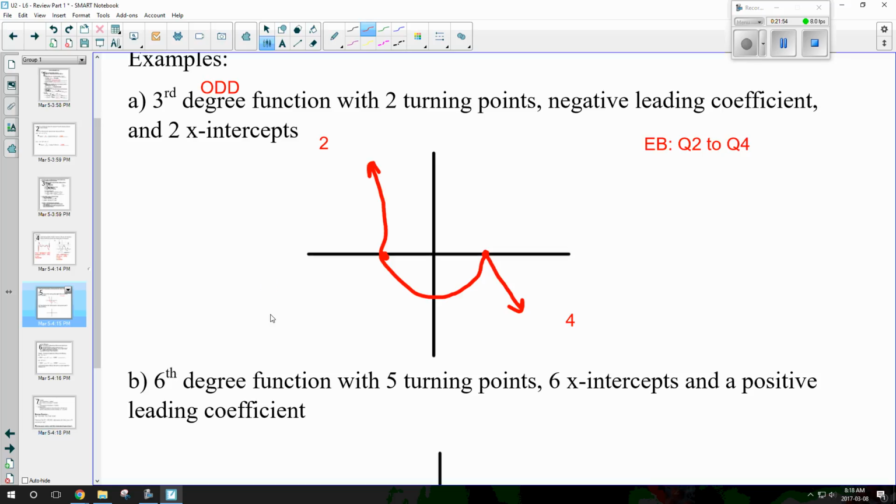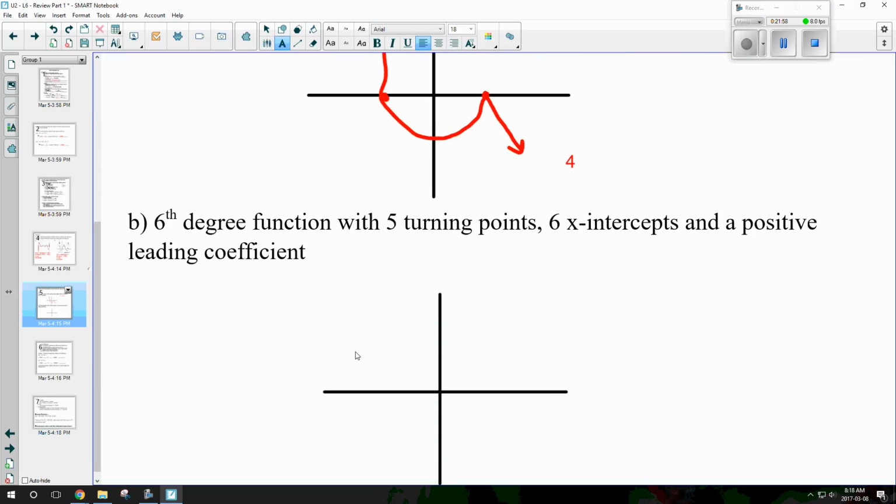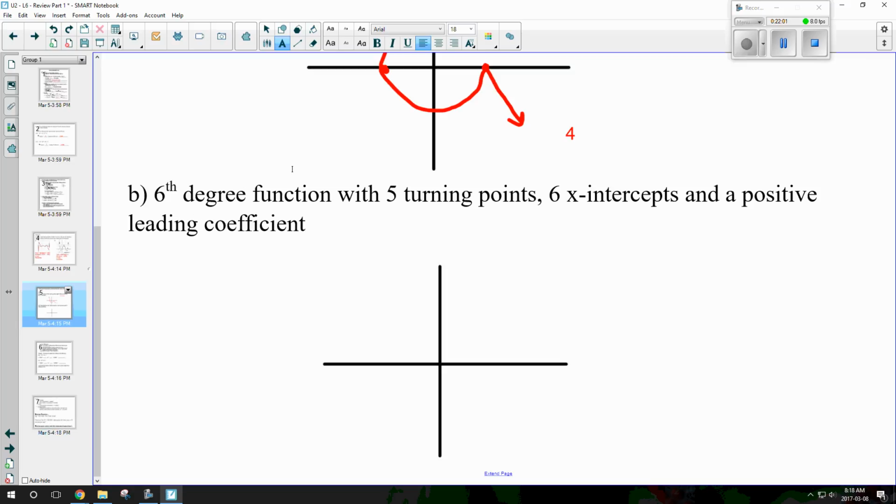Let's take a look at our second one here. For our second one, we have a 6th degree function. It has 5 turning points, 6 x-intercepts, and a positive leading coefficient. So a 6th degree function, we know that makes it an even function since our degree is an even number of 6. We need 6 x-intercepts, so let's draw 6 points on our x-axis.